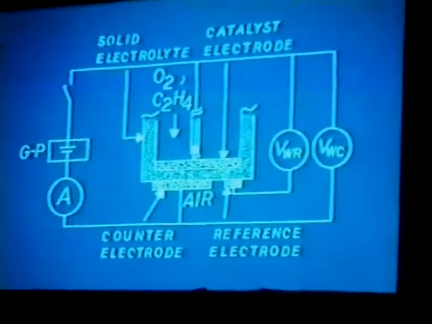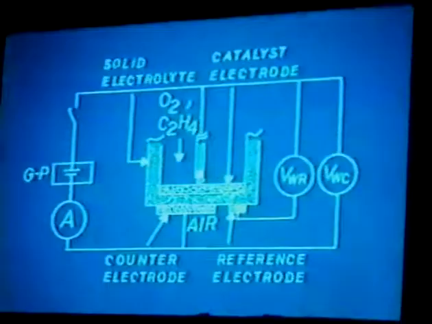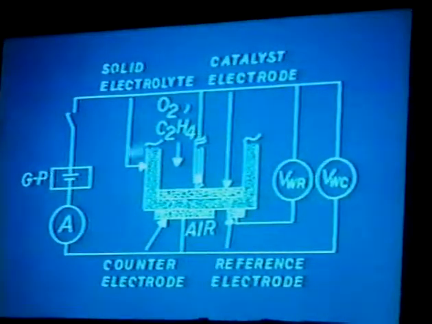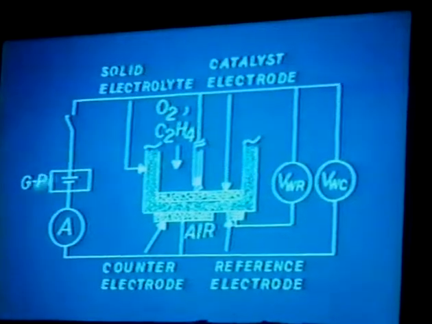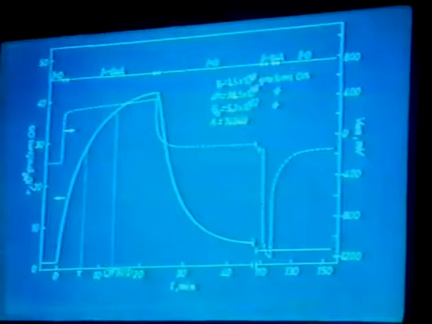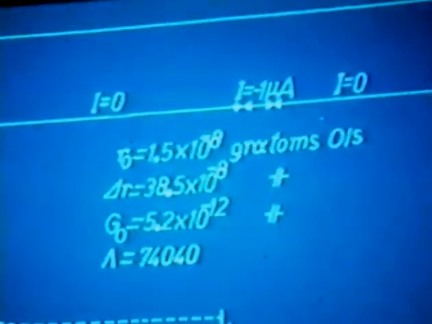So the first experiment which I will describe to you is this. We will look into the oxidation of ethylene on platinum. We have our stabilized zirconia electrolyte, our platinum catalyst, and here we have a counter electrode and a reference electrode. So we can use a galvanostat or potentiostat to apply currents and voltages to this cell. In the next slide, we will see what happens to the catalyst when we send a small current through the cell. What happens is really dramatic.